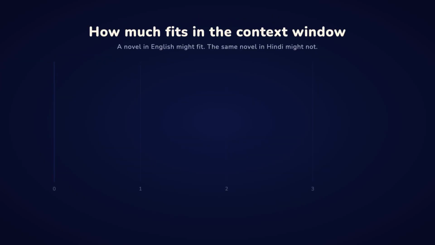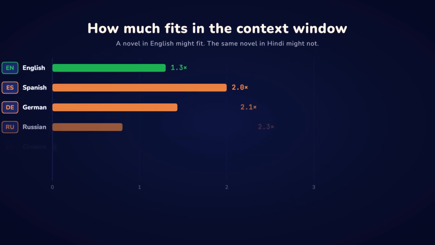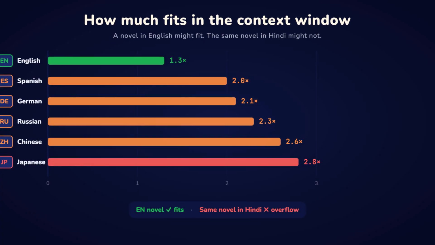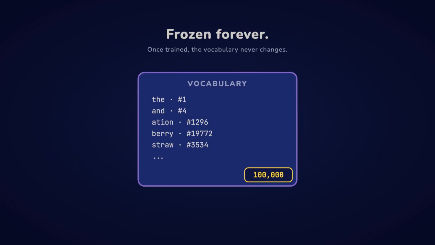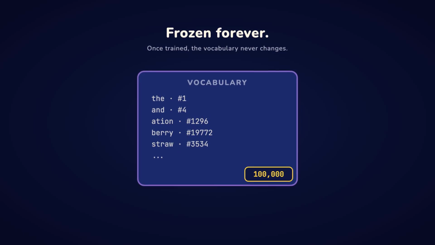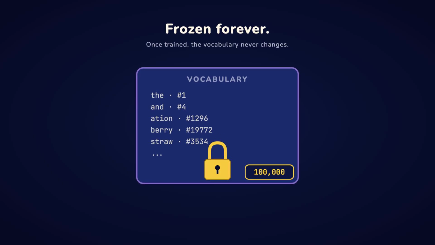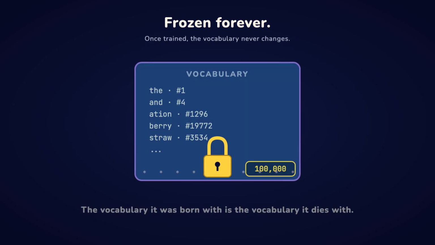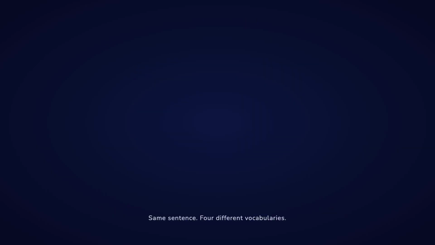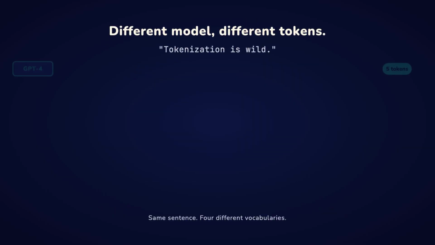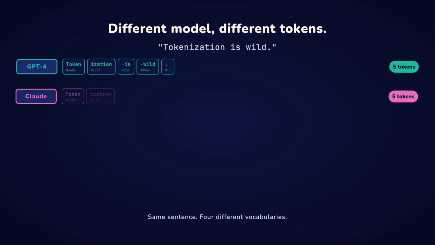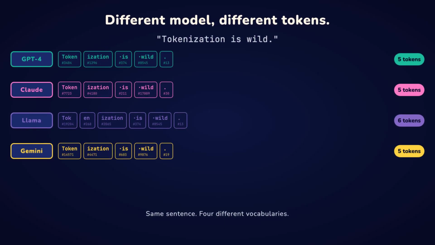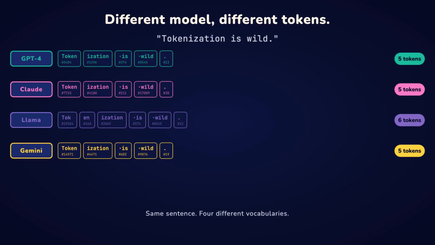And the context window you hear about is also measured in tokens. A novel in English might just barely fit. The same novel in Hindi might not. One detail to keep in mind is the tokenizer is trained once, before the model itself. After that, it never changes. The vocabulary is locked. Every prompt forever uses the same fixed set of tokens. GPT, Claude, Llama, Gemini, each model family has its own tokenizer. The same sentence becomes different ID sequences depending on who built the model. Token counts will not match across providers.